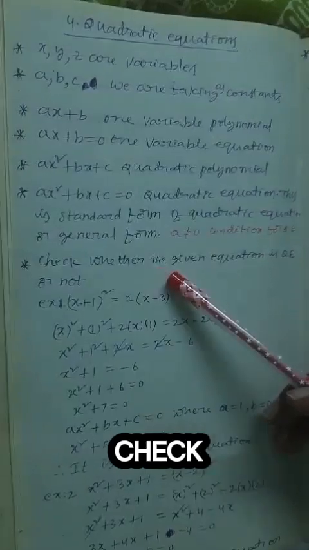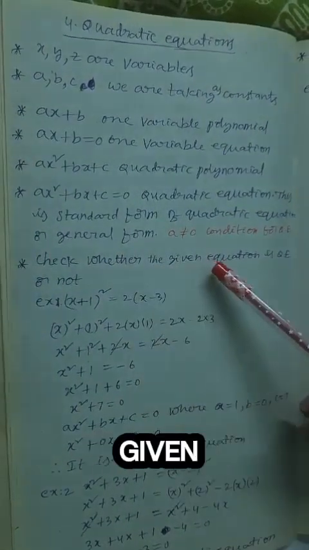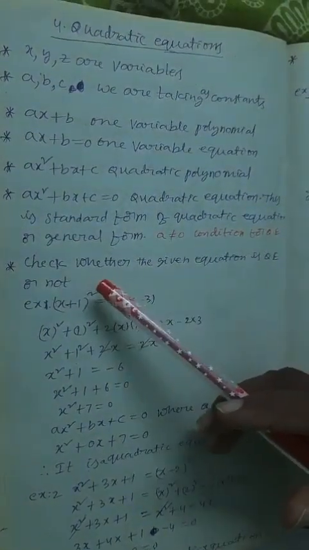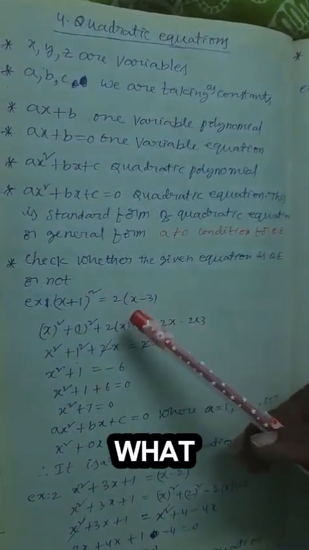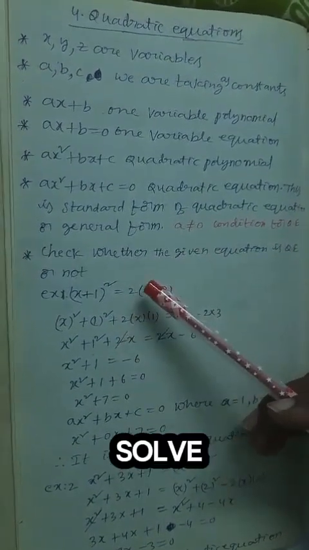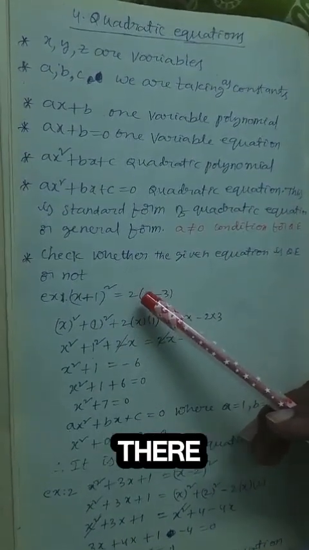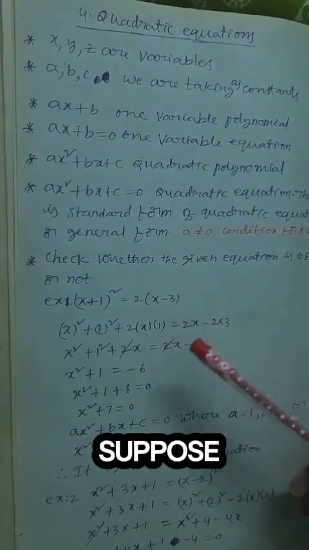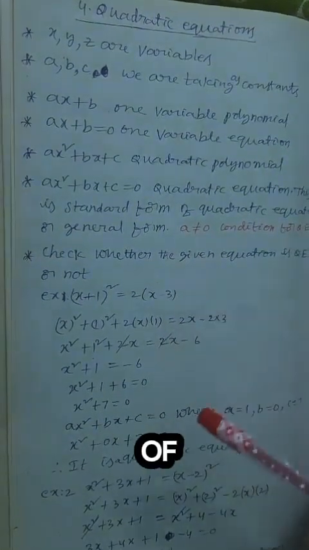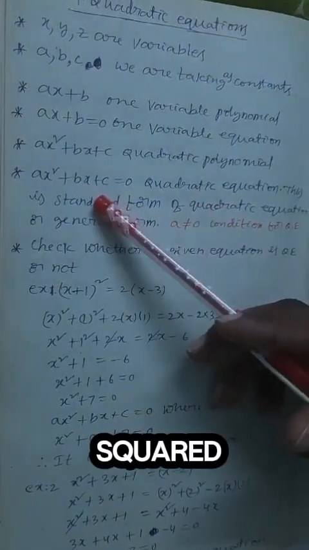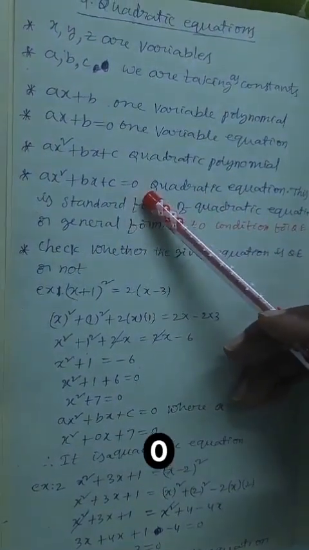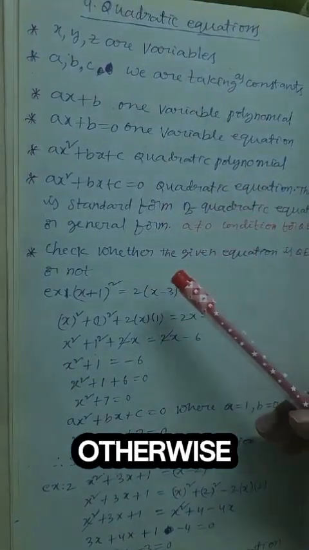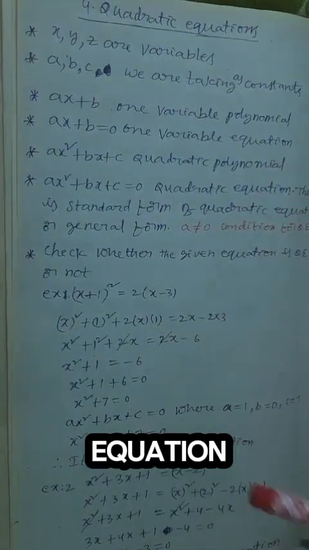Next, check the second condition: check whether the given equation is a quadratic equation or not. To find this out, we need to solve using the given values. Afterwards, if any cancellation is there, you can cancel it. After cancellation, if it is getting in the standard form ax square plus bx plus c is equal to 0, then it is a quadratic equation. Otherwise it is not a quadratic equation.